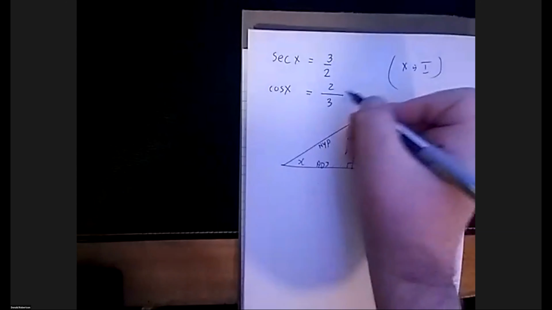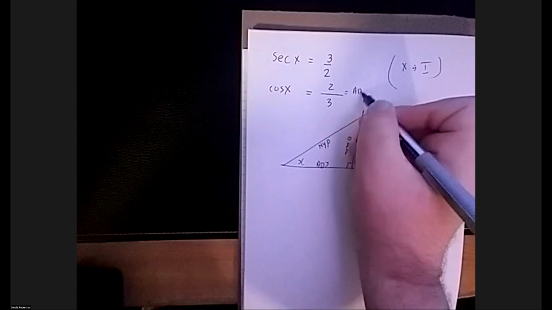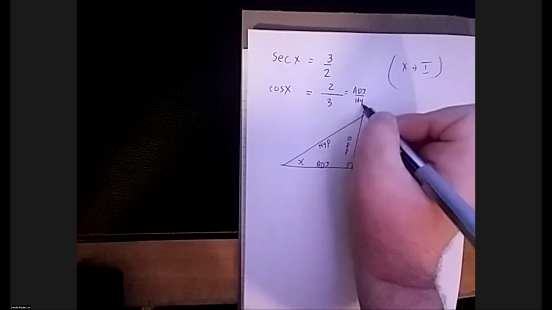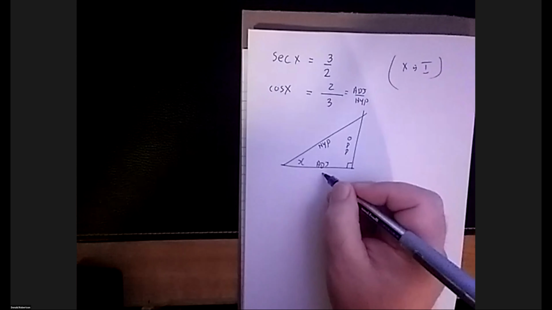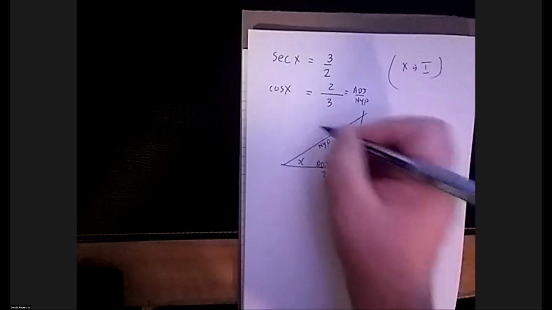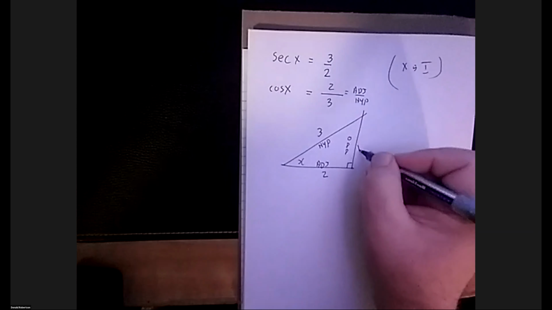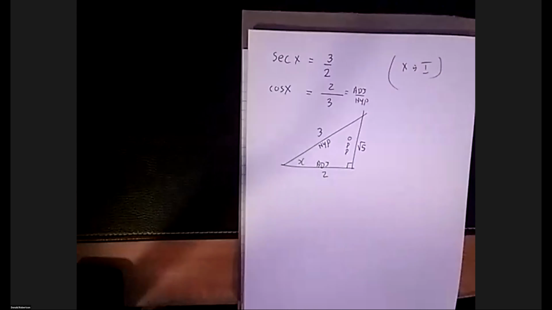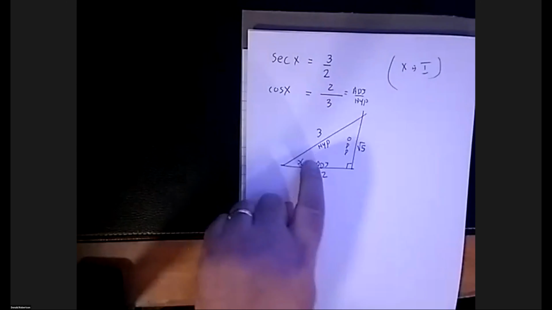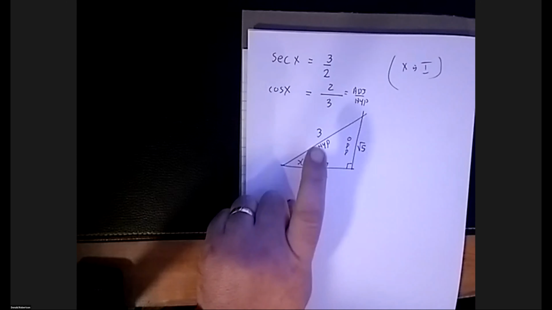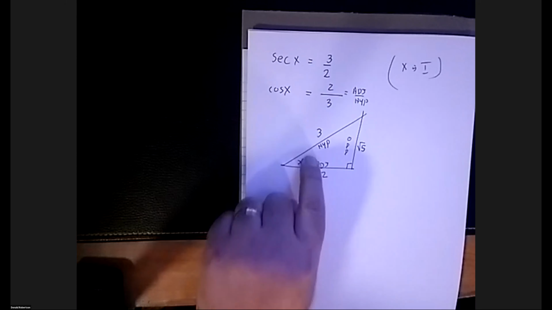Right, now that means I can do adjacent over hypotenuse, which makes this guy 2, makes this guy 3, 3 take away 9 take away 4, and that guy's going to be, I believe, square root of 5. And now you can find the sine of 2x, the cosine of 2x, and the tan of 2x in the usual way.